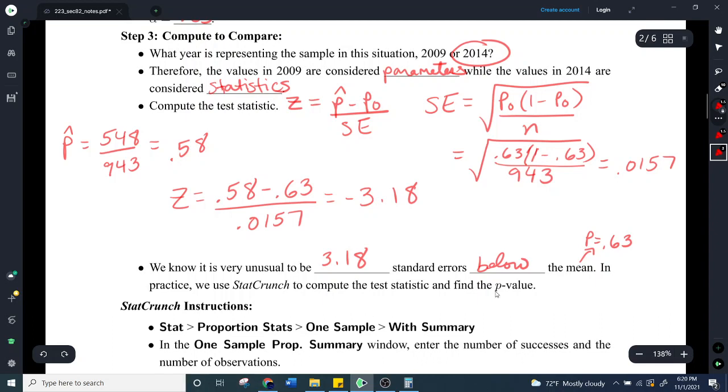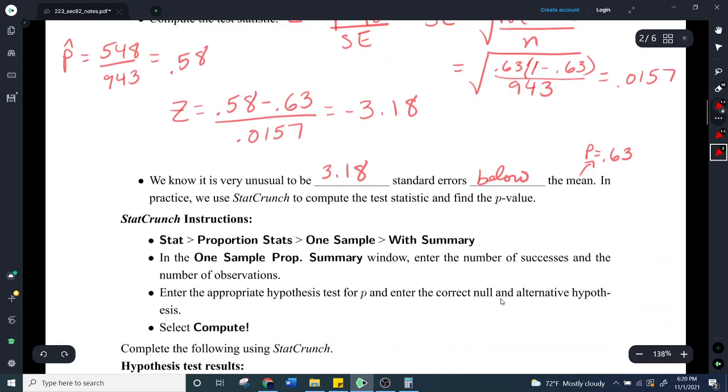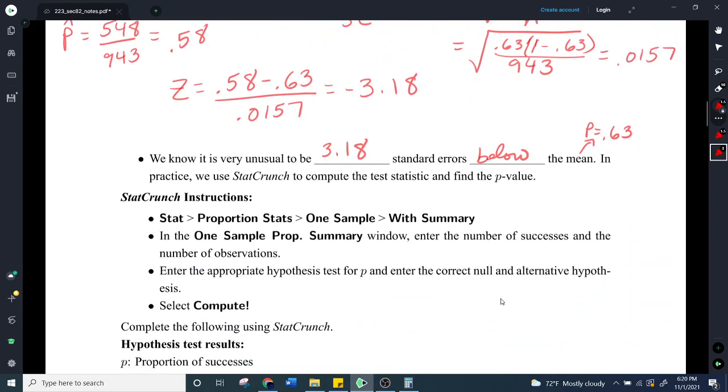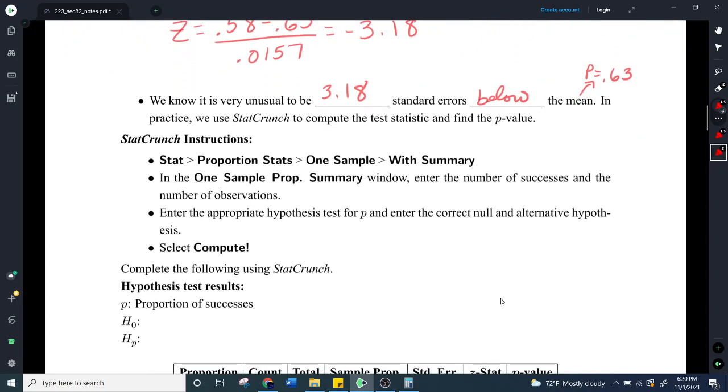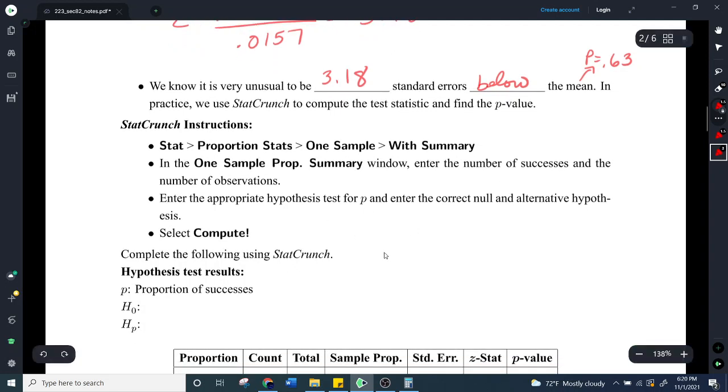In practice, we would use StatCrunch to calculate the test statistic and find the p-value. So what are the steps for doing this in StatCrunch? It's actually the same steps we used for confidence interval. If you remember last week when you opened up the window in StatCrunch to go to the confidence interval, one of the options was hypothesis testing. It's the same procedure. You're just going to click on hypothesis test instead of confidence interval.